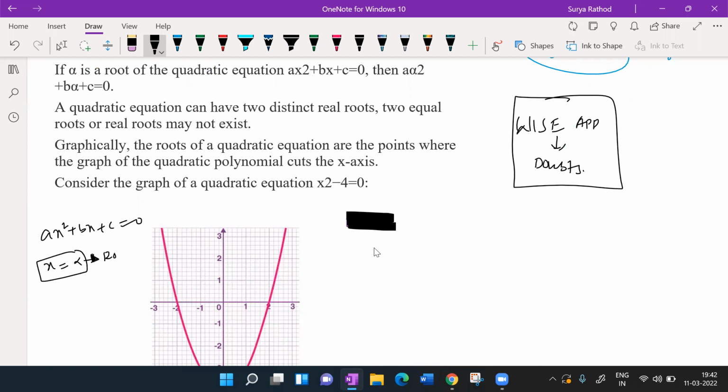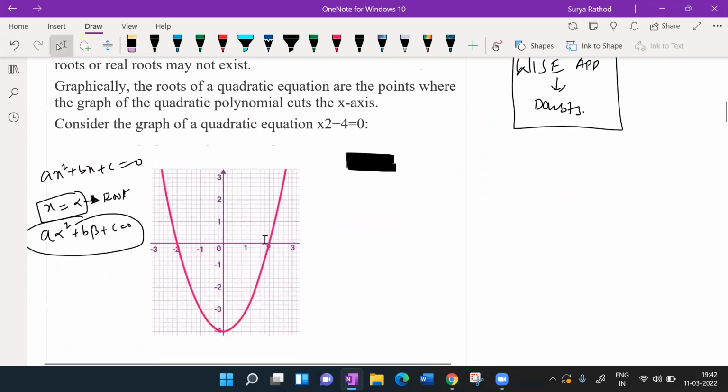This is the root. A root is nothing but, if I substitute that alpha in place of x, that equation would be satisfied. What I meant to say here is, if I substitute that alpha in place of x, my LHS is equal to RHS. Okay, sir, what is the example for that?